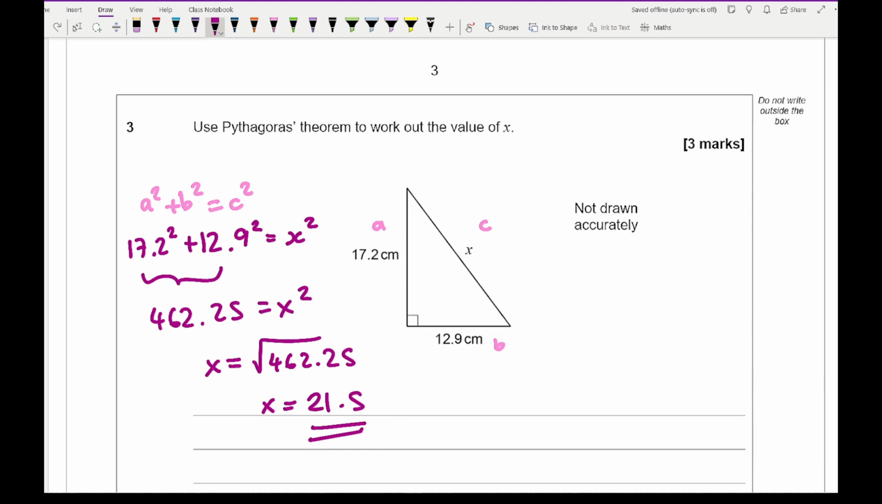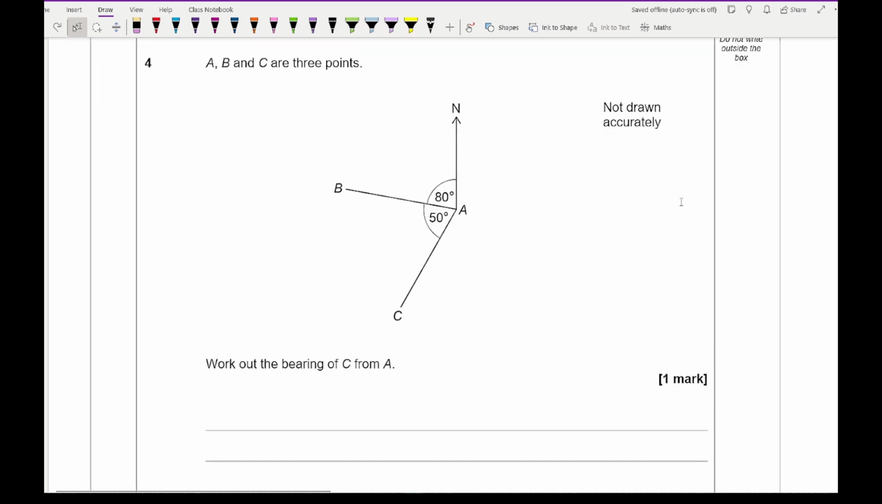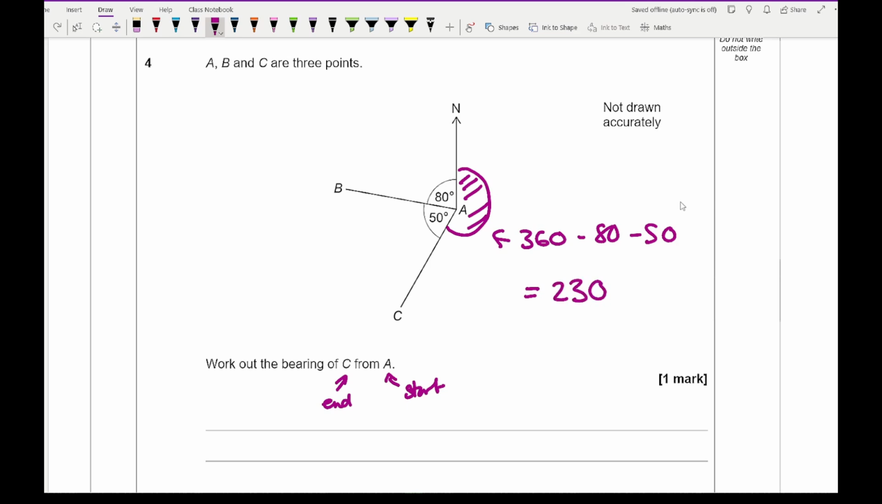Then moving on to question 4, it says A, B and C are 3 points. Work out the bearing of C from A. If I zoom out, A is our starting point and C is my end point, and that angle is going to be this angle here. To work out this angle, all I need to do is take 360 minus the two angles that I don't want, and that comes up to a total of 230 degrees.